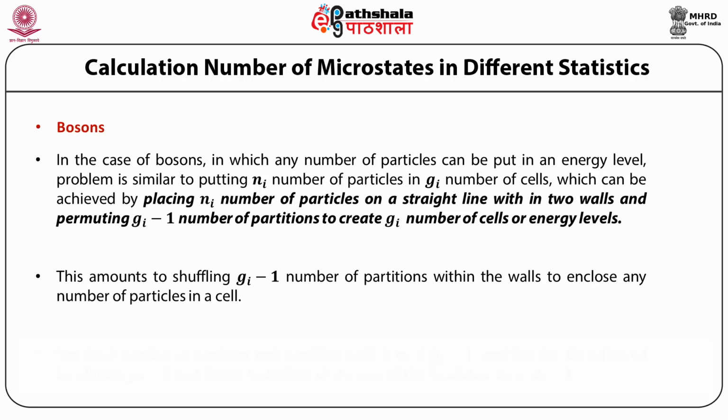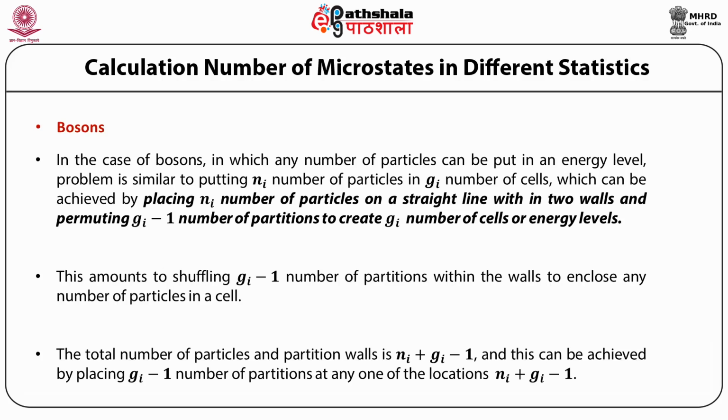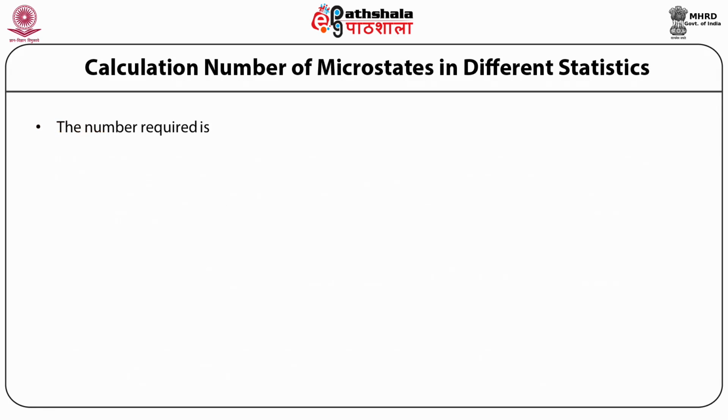This amounts to shuffling Gi minus 1 number of partitions within the walls to enclose any number of particles in a cell. The total number of particles and partitions is Ni plus Gi minus 1, and this can be achieved by placing Gi minus 1 number of partitions at any one of the locations Ni plus Gi minus 1. The number required is very easy to get, that is, omega BE is equal to Ni plus Gi minus 1 factorial divided by Ni factorial multiplied by Gi minus 1 factorial.